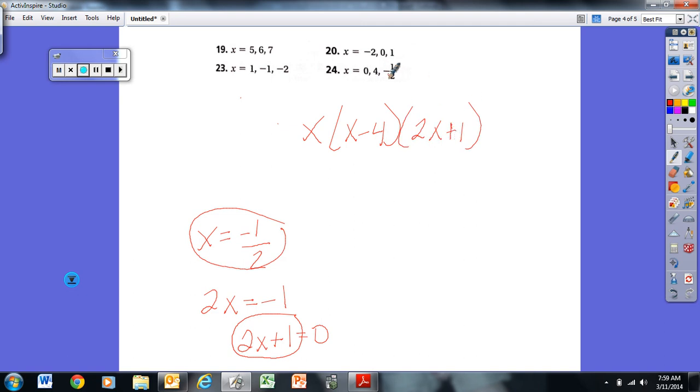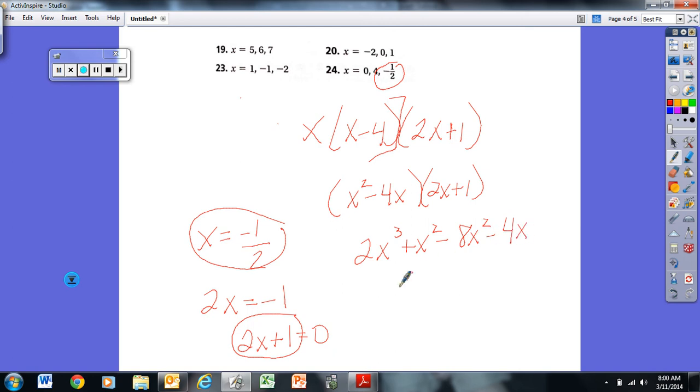So if you can't figure out what the root is, set it equal to x and then make it equal 0. So now if I distribute the x, I'm only going to distribute it through one set of parentheses. So I'm going to have x squared minus 4x times 2x plus 1. X squared times 2x is 2x cubed. X squared times 1 is plus x squared. Negative 4x times negative 2x is minus 8x squared. Negative 4x times 1 is negative 4x. Combine like terms. And this is my third degree polynomial in standard form.